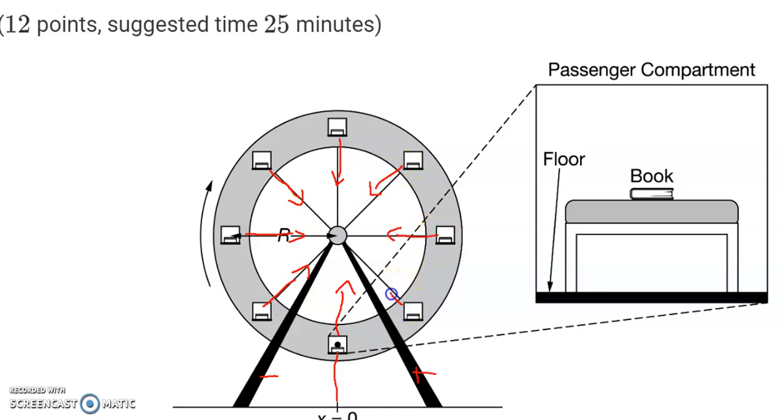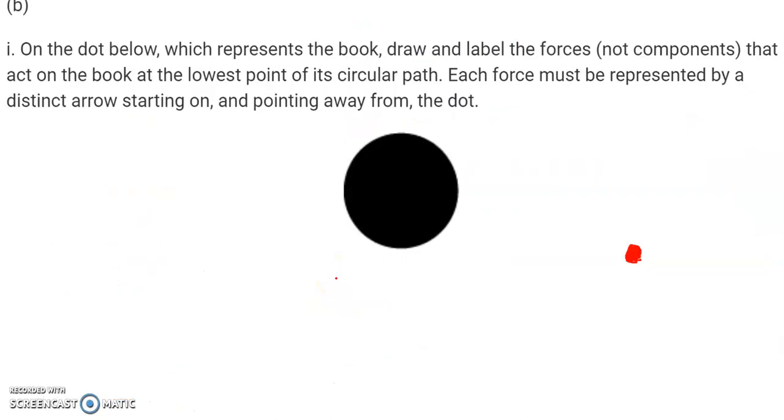And this is true for a planet orbiting a sun. This is true for a ball tied on a string being swung around. This is true of a car going over a hill or into a dip. These are all examples of circular motion, and they all have forces pointing towards the center, the net force. So we know that this book has a force of gravity like this, because it has mass.